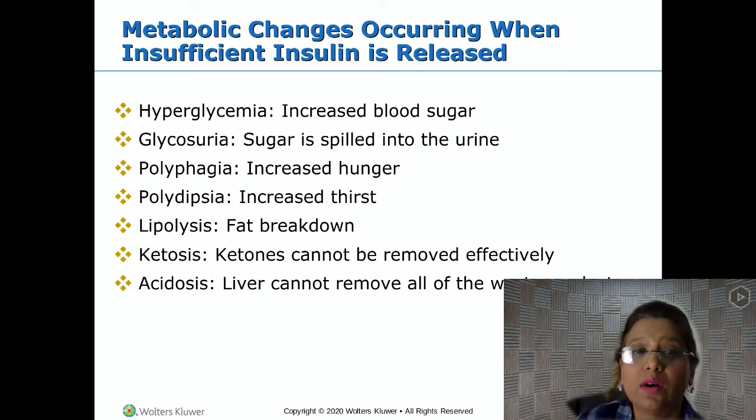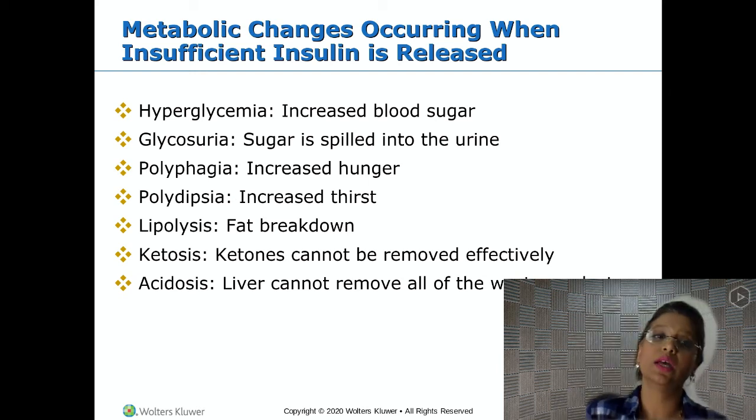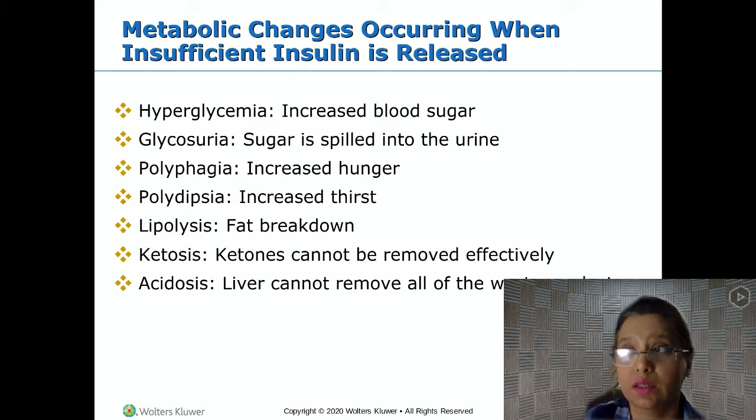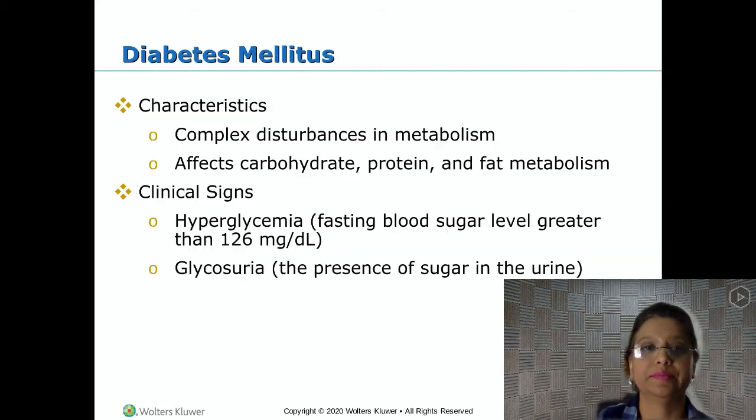Polyphagia is they want to eat more. Polydipsia is they're thirsty. And then polyuria, they pee a lot, right? Lipolysis is fat breakdown. Ketosis, ketones cannot be removed effectively. And acidosis is the liver cannot remove all of these waste products. So acidosis is a condition. So ketosis and acidosis is when there's a lot of ketones, and they cause acidity in the blood, the blood becomes more acidotic. So it's a condition, ketoacidosis, which is a complication of very, very high blood sugar for a long time.